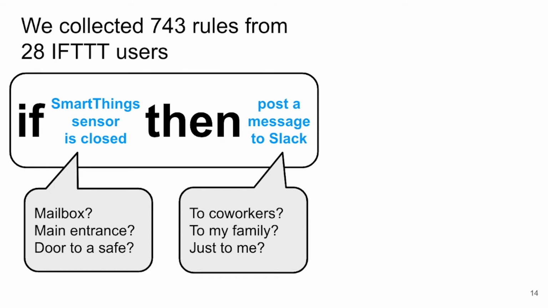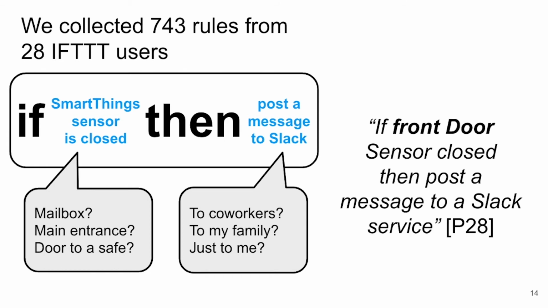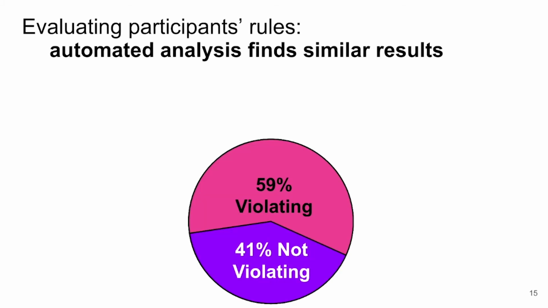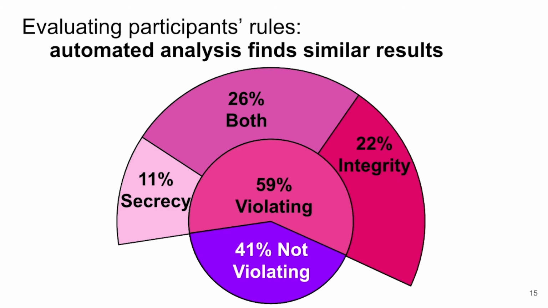This applet was used by participant 28 and had the title, "If front door sensor is closed, then post a message to Slack." So we still don't know who can see the Slack message, but the title does reveal that the sensor is on the front door, which could tell us something about what risks might exist. Next, we used a slightly updated version of the automated analysis from prior work and determined that 59% of participants' rules had violations, 11% had secrecy violations, 22% had integrity violations, and 26% had both. This is relatively similar to the prior results, but so far we haven't made use of context.